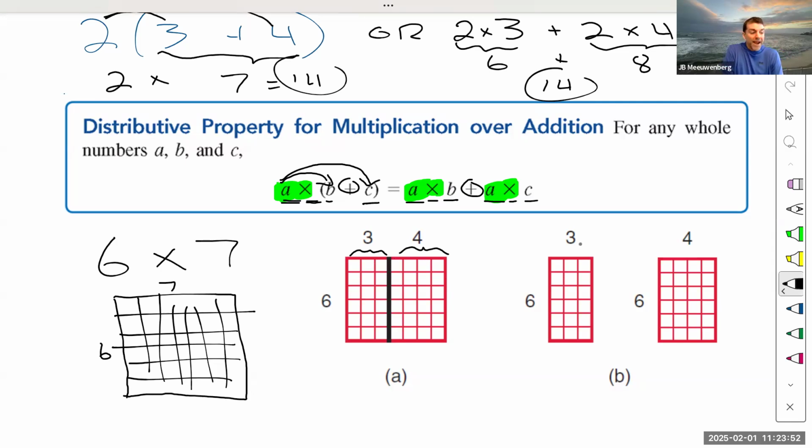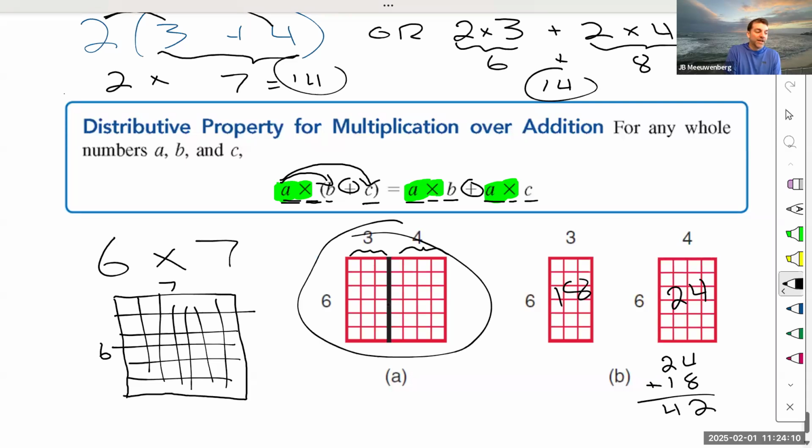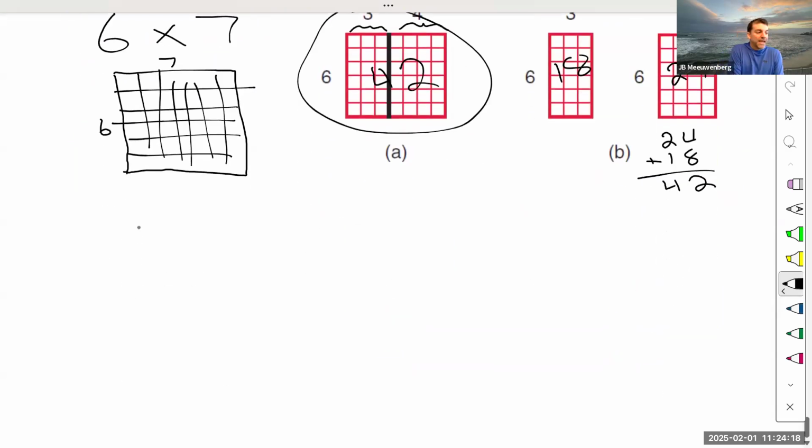So your younger learners might know that 6 times 3 is 18, and they might know that 6 times 4 is 24. And then when we group those, 24 plus 18 is equal to 42. So 6 times 7, this entire array, has a collection of 42 blocks. So this can be demonstrated as that distributive property.